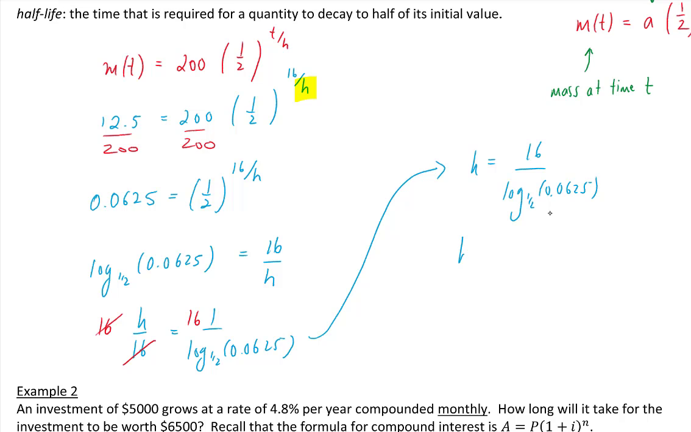Using our calculators, for those who only have base 10, to evaluate h, we take 16 and we divide it by the log of 0.0625 divided by the log of 0.5. And doing that should give us an exact value of h equals 4. Therefore, the half-life for this isotope of radon is 4 days.